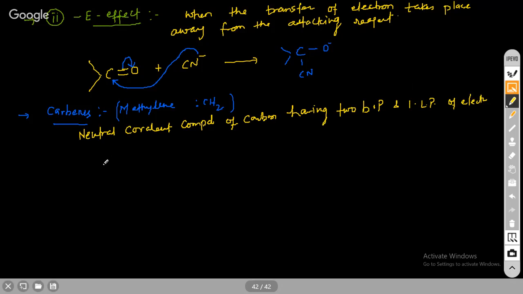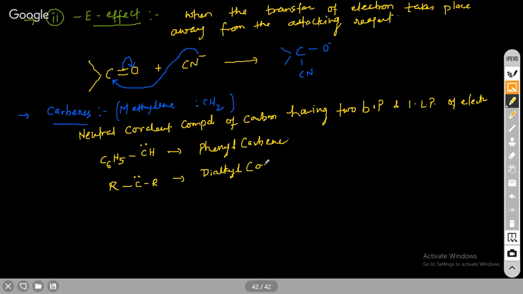So if I write down this one, C6H5CH with one lone pair on it. Again, you see, one hydrogen from here has been replaced by this phenyl group, so we call it phenyl carbene. If I write any alkyl group here, RCR with one lone pair on it, this is dialkyl carbene, because the hydrogen is replaced by two alkyl groups.